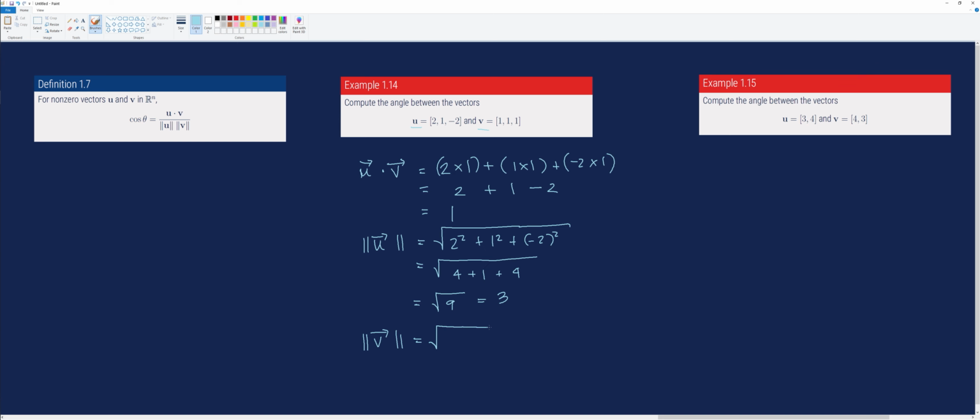Next, we identify or solve the norm of vector v, and that is equal to the square root of 1 squared plus 1 squared plus 1 squared, which is equal to square root of 1 plus 1 plus 1, or square root of 3.